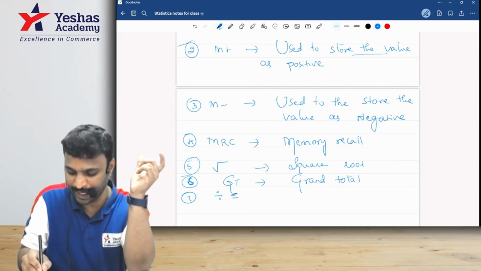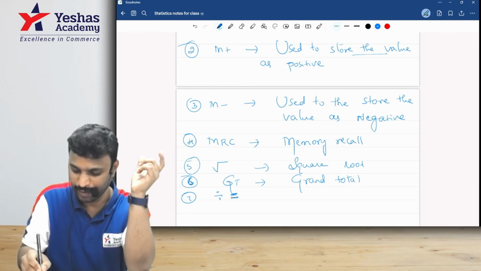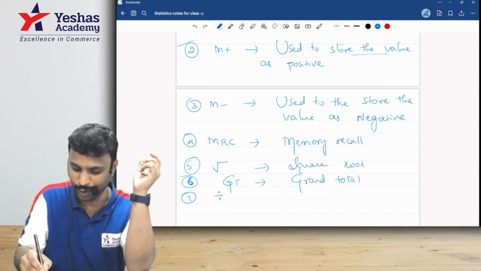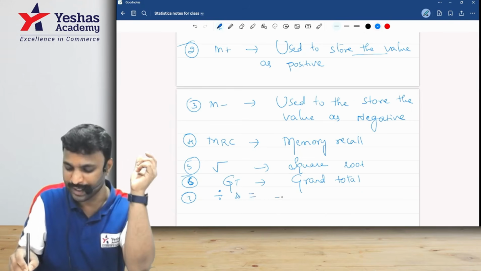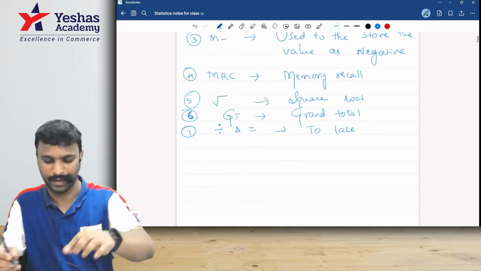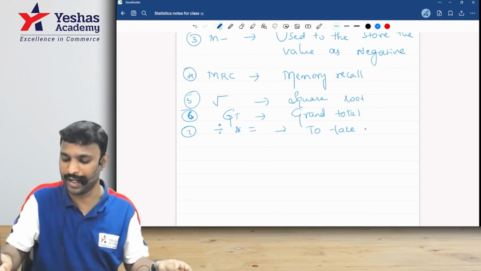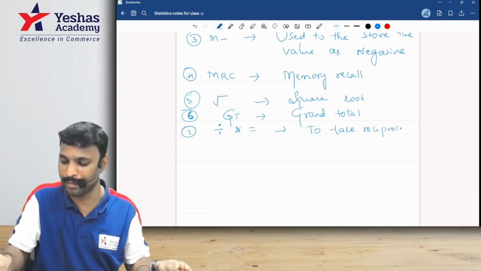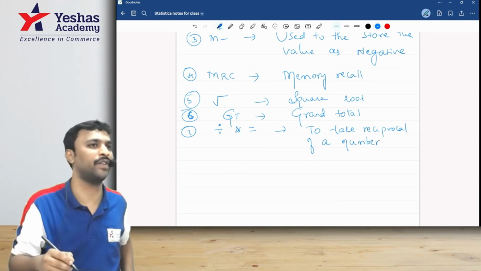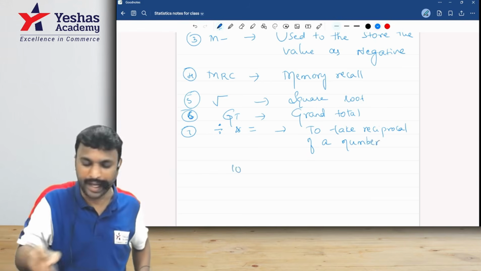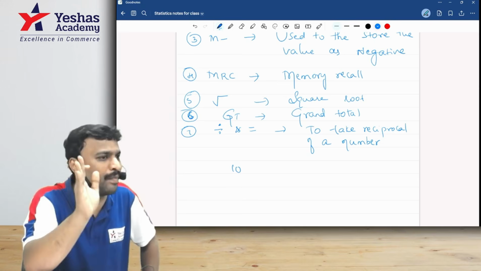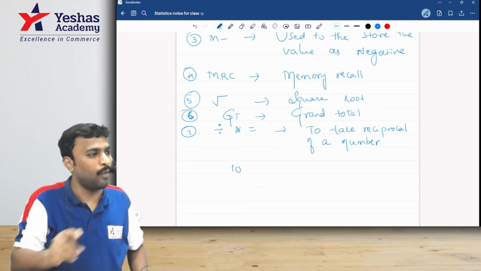When you press divide and equal both, when to press divide and equal, everybody, don't do that now. Divide and equal has to be done to take the reciprocal of a number. Everybody look here. 10 is a number, okay? What is the reciprocal of 10? Reciprocal of 10 is what? 1 by 10. Now, what is 1 by 10?